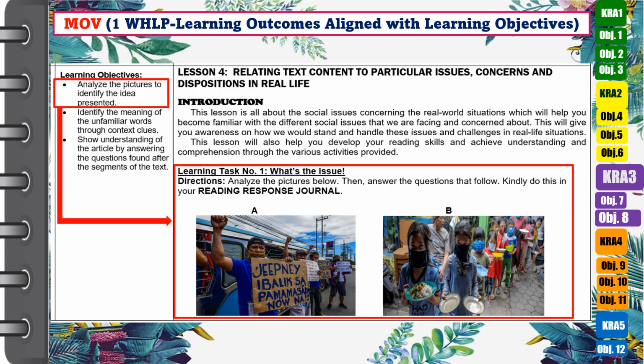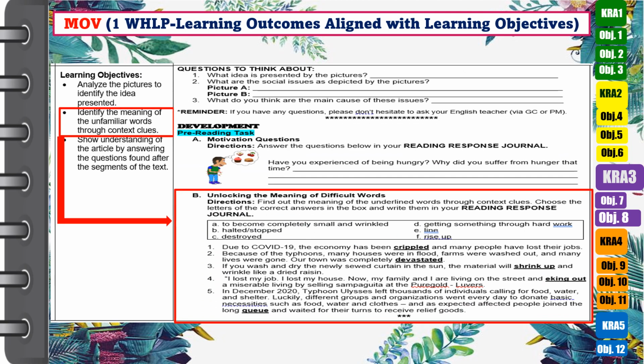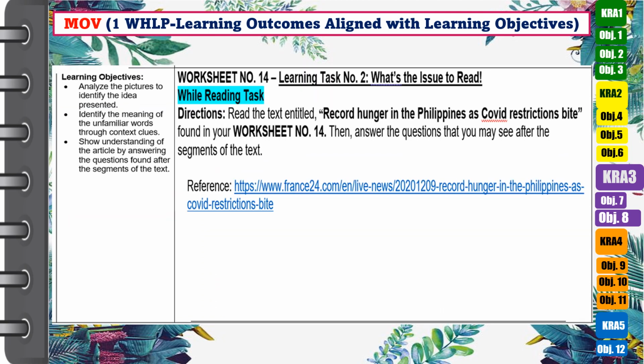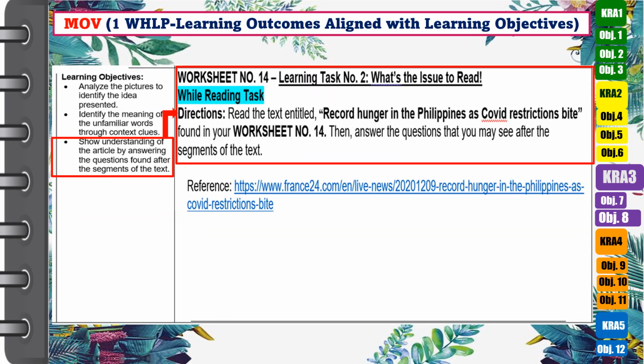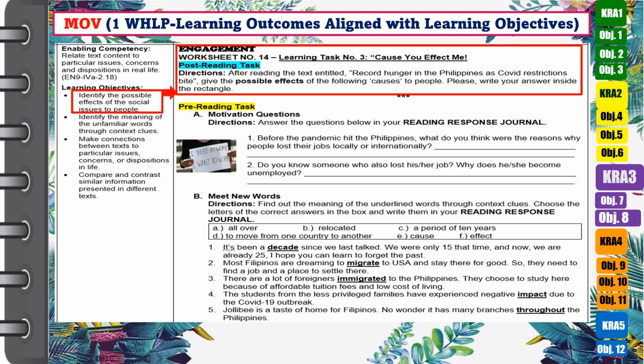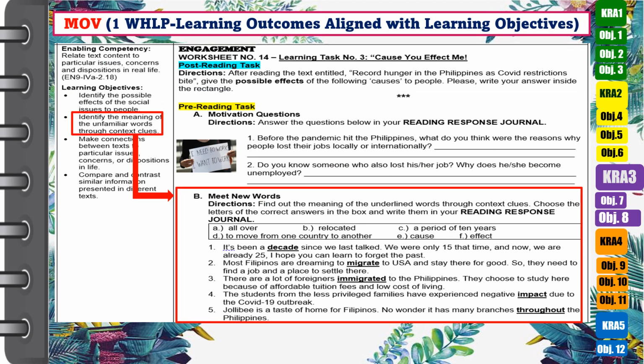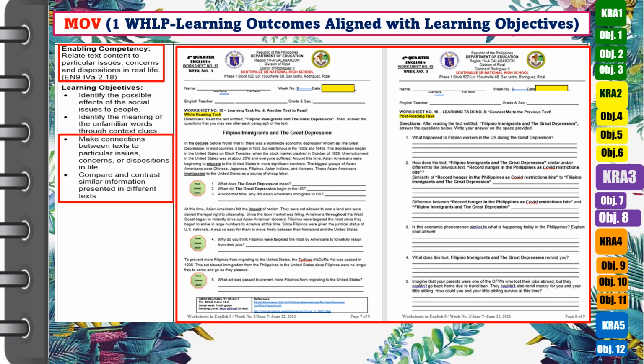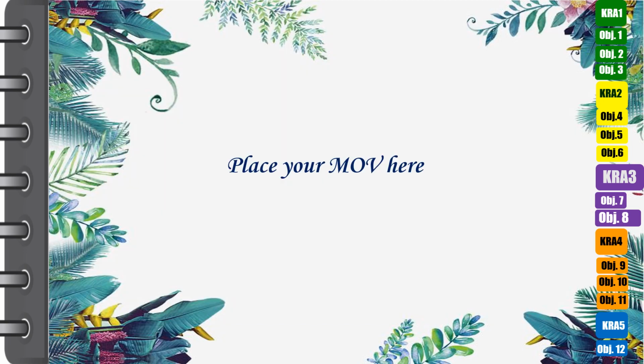So this is the objective that is aligned to the learning outcome. Second objective, third objective, fourth objective, fifth objective, and these are the last objectives aligned with learning outcomes. Place here your proof that you demonstrated that lesson in a LAC session.